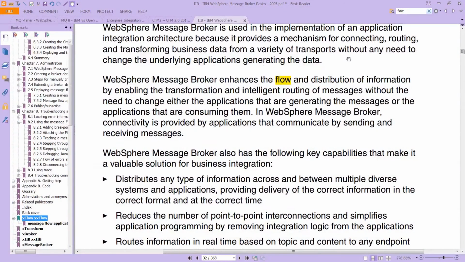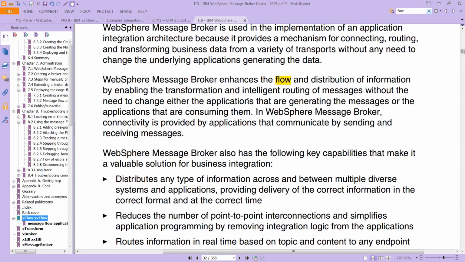What is a flow? WebSphere Message Broker, or IIB, is used in the implementation of an application integration architecture because it provides a mechanism for connecting, routing, and transforming, just like we saw, with a variety of transports without any need to change the underlying applications generating the data. WebSphere Message Broker enhances the flow and distribution of information by enabling the transformation and intelligent routing of messages without the need to change the applications. Things we've already talked about.